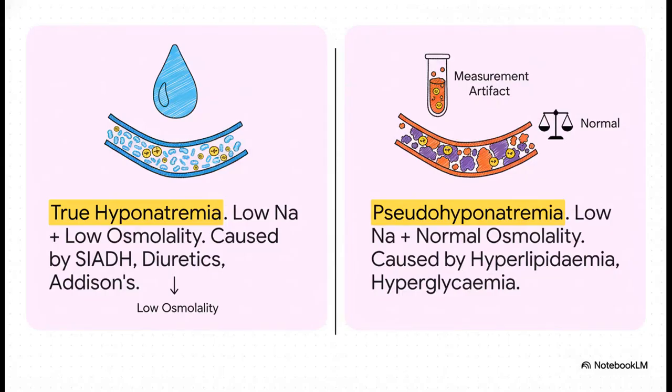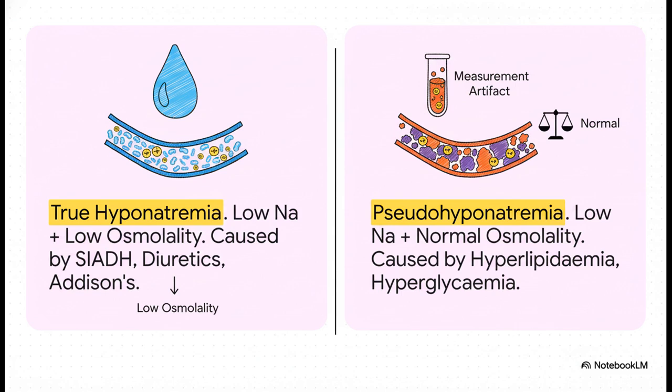Now, here's the big takeaway for sodium, and this is a classic for any exam. You can't, I repeat, cannot interpret sodium all by itself. You've got to look at it with the serum osmolality. So if both the sodium and the osmolality are low, you're looking at true hyponatremia. This is where you start thinking about causes like SIADH, diuretics, or even Addison's.